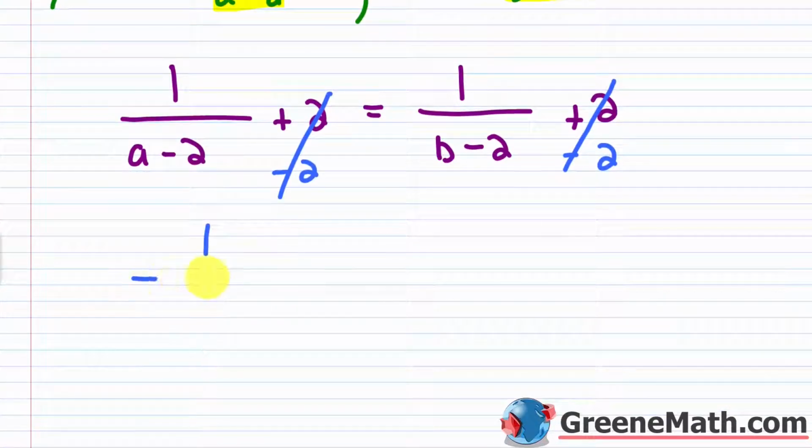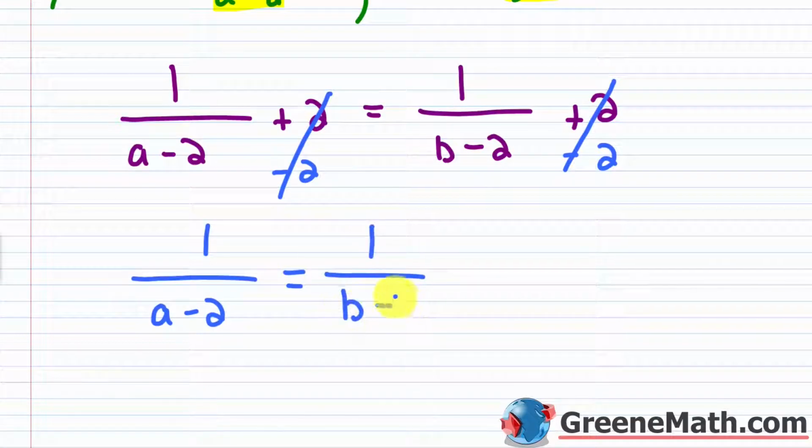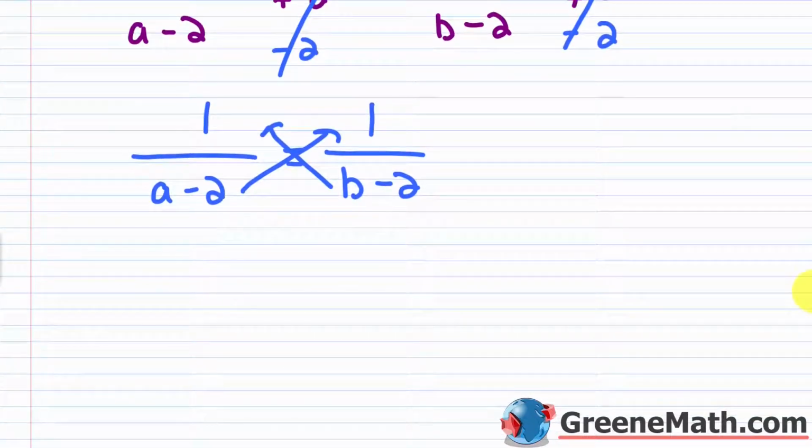And what we have is 1 over a minus 2 is equal to 1 over b minus 2. So the quickest way to solve this is just to cross multiply, okay? So what we would have is what? We would have b minus 2 times 1, which is just b minus 2, is equal to a minus 2 times 1, which is just a minus 2.